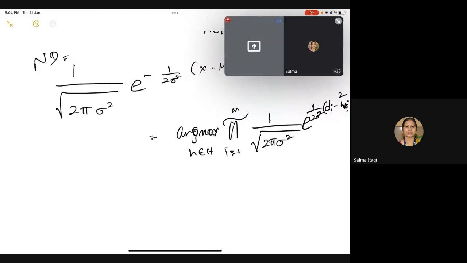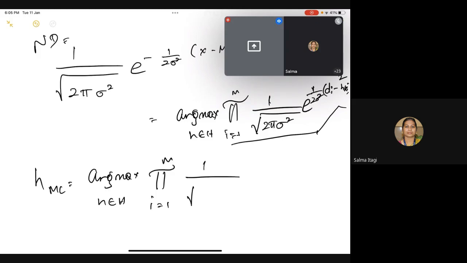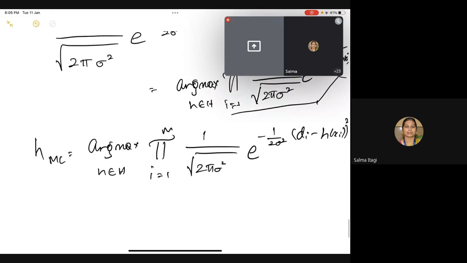Now this is the calculation for maximum likelihood. Now let's simplify this. This is a lot cumbersome over here. So I'm just going to copy the same thing over here. 1 over square root of 2 pi sigma square e power minus 1 over 2 sigma square di minus the mean of error is the h of x of I square, which means, okay, now I want to simplify this. I'm not liking this.